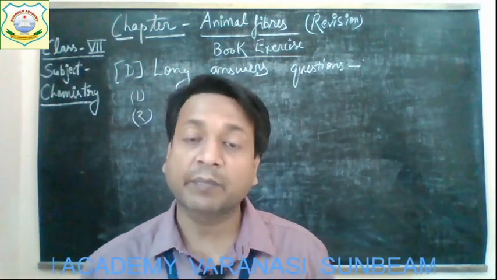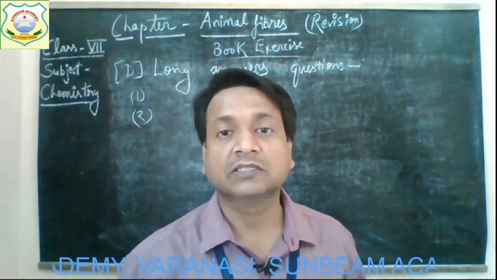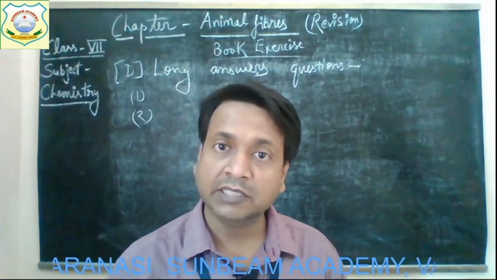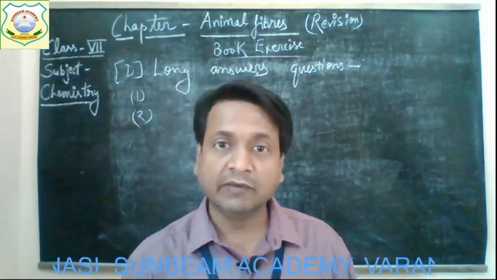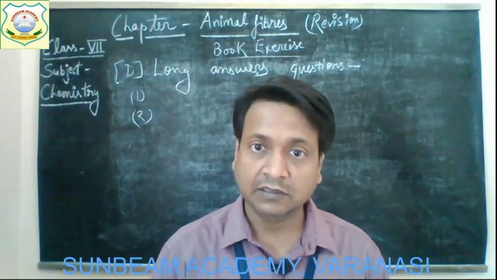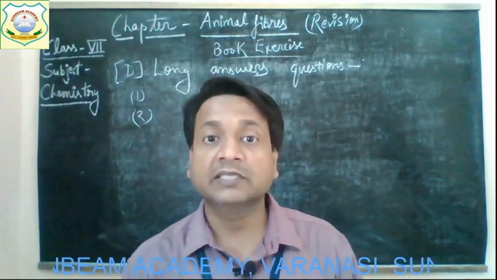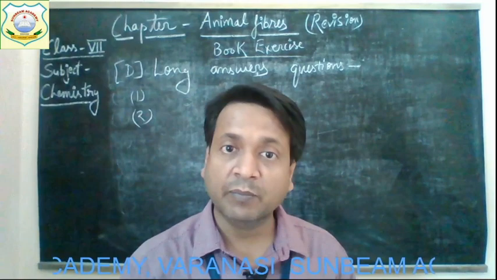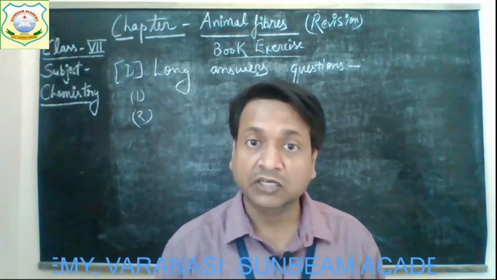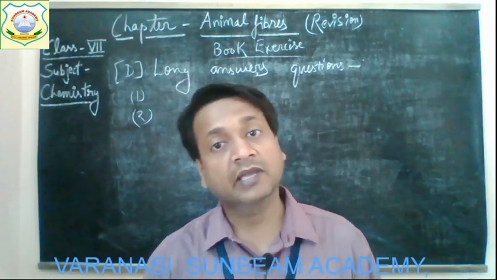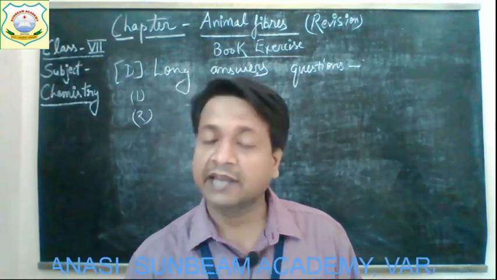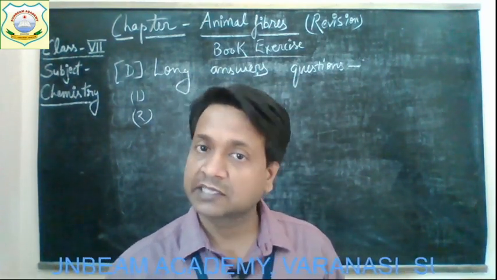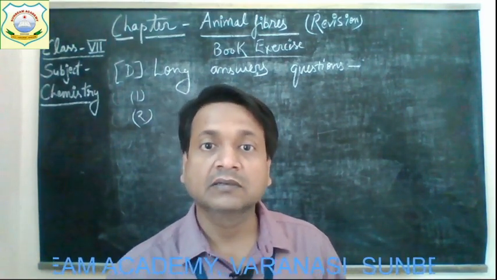differentiate between animal and plant fibers and give 2 examples of each. So the differences between plant fibers and animal fibers are, children, very simple: plant fibers are obtained from plants and animal fibers are obtained from certain animals. Get it? Second difference, the basic substance of which plant fibers are made up is cellulose, whereas the structural material of which animal fibers are made up is protein. Okay, and for examples you can write, plant fibers: jute, cotton, flax, etc. And animal fibers: silk, wool.